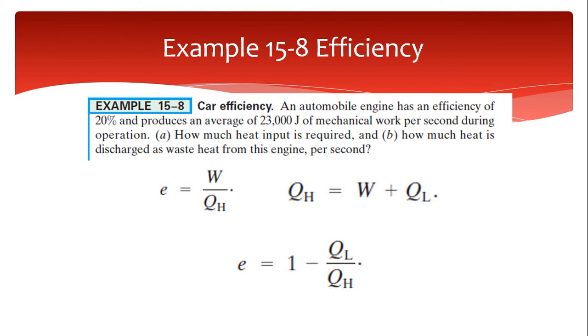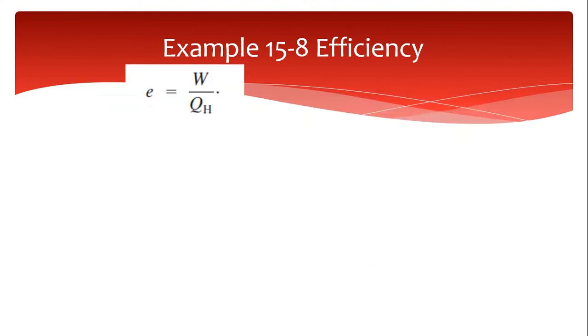15-8. An automobile engine has an efficiency of 20% and produces an average of 23 kilojoules of mechanical work per second during operation. A, how much heat input is required, and B, how much heat is discharged as waste from this engine per second. This is a pretty straightforward problem. Efficiency is work over heat input. Heat input is work over efficiency.